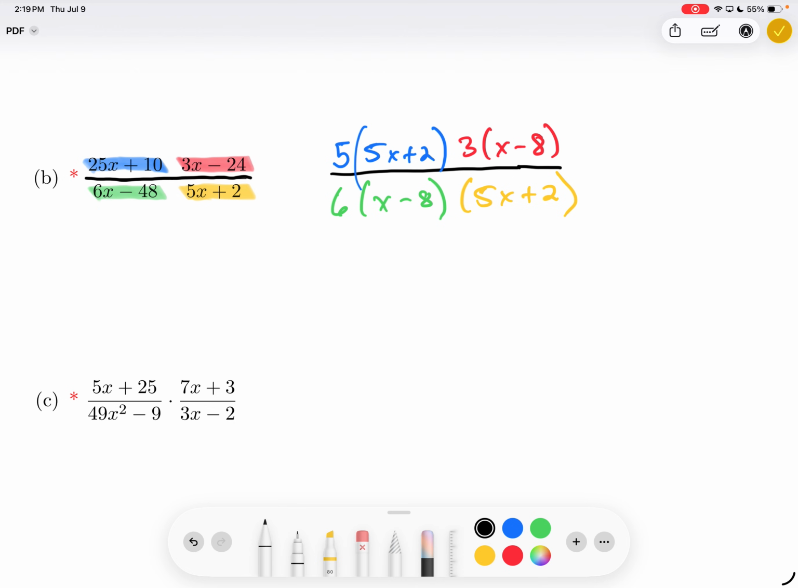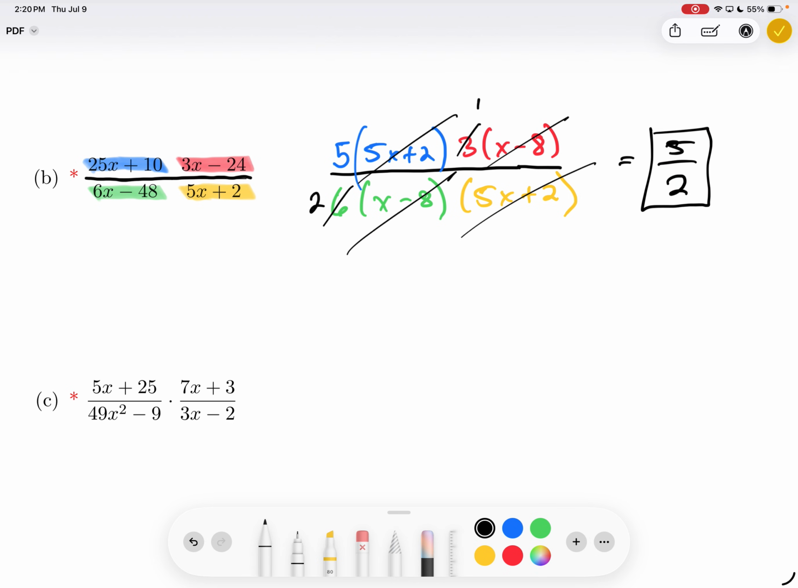Okay? When you do this, hopefully at least something cancels out. 5x plus 2, 5x plus 2, x minus 8, x minus 8. You could also go ahead and do the 3 and 6, right? That would be 1 and that would be 2. So all those big fractions, when you multiply them, come out to be just 5 halves.